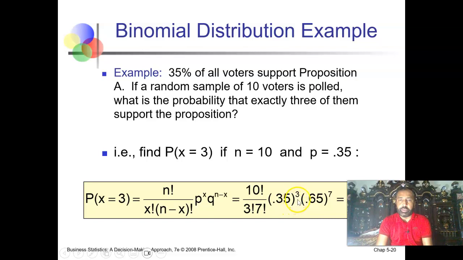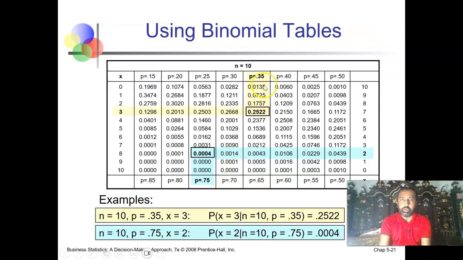p value raised to power x, which is 3, multiplied by q, 0.65, which has been obtained by 1 minus 0.35, raised to power n minus x. So, 10 minus 3 is equal to 7. When we solve this, we get 0.2522. So, we shall say that there is a 25.22% probability that 3 voters selected randomly will support the proposition. We can also find these values from the table here. If p is equal to 0.35, n is equal to 10, x is equal to 3, the probability is 0.252.